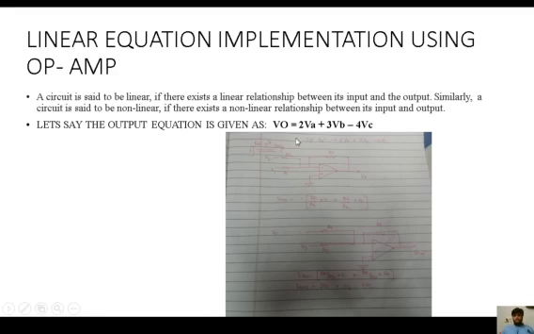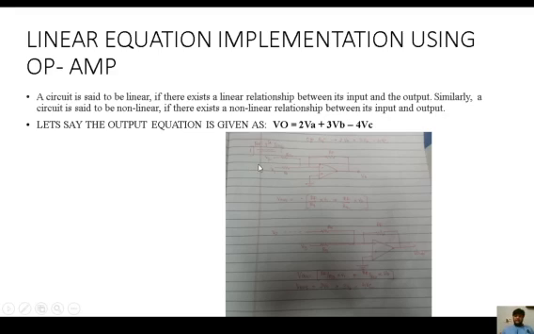So this VO is equal to 2VA plus 3VB minus 4VC. Let's come back to this. As the formula for an inverting amplifier suggests, VO should be minus RF by R1 into VI, that is the input voltage. Let's say I will be taking my RF as 10 kilo ohms. So what should be my R1? R1 should be nothing else but 10 divided by 2, which is 5. So we will get R1 as 5 kilo ohms. What should be my R2? R2 will be nothing else but 10 divided by 3, so it will be 3.33.